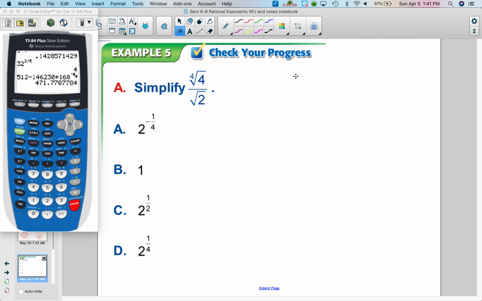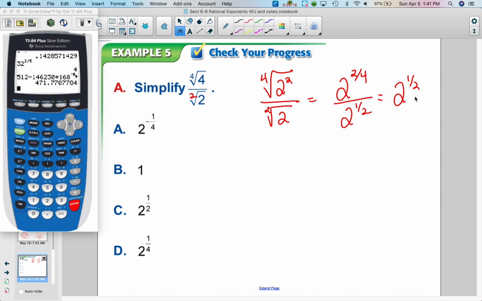Okay, so on this one, if you break that 4 down to 2 squared, remember this is a square root. So then we're going to have 2 to the 2/4 over 2 to the 1/2, and this reduces to 2 to the 1/2. I hope no one tells me that this answer is 0. They didn't even give you that as an option.